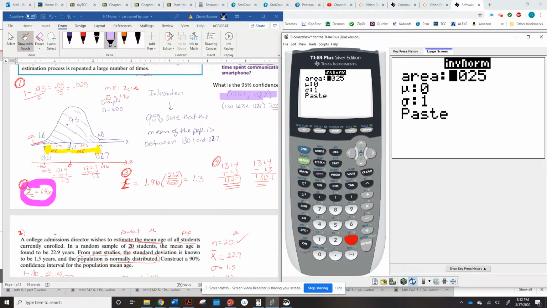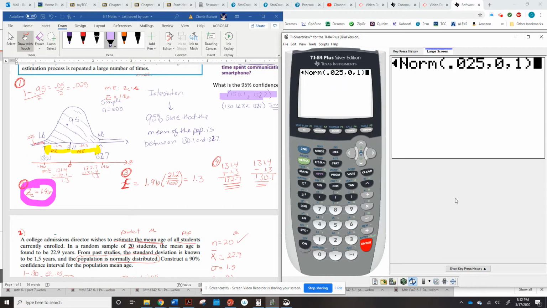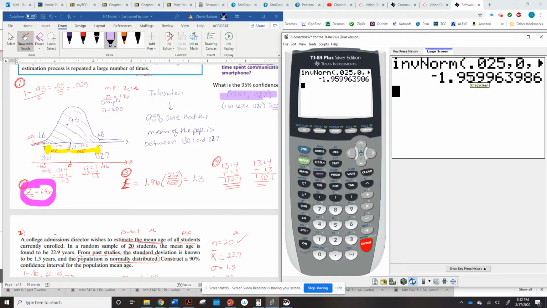We're talking about a z-score. We want a z-score. A critical value is our z-score. So you leave it 0 and 1. You tab down to paste, and you press enter, and enter one more time, and it gives you negative 1.9599. So round that to negative 1.96.